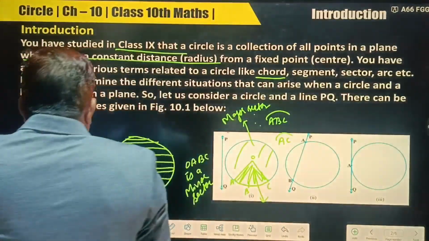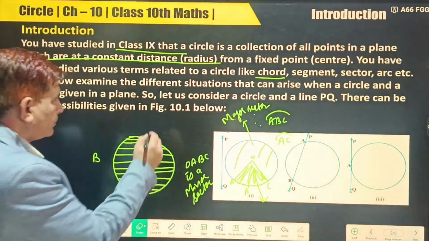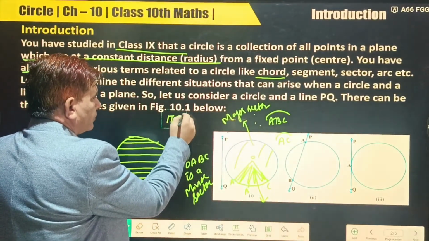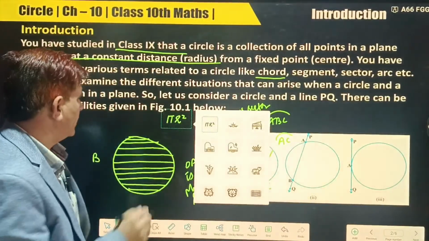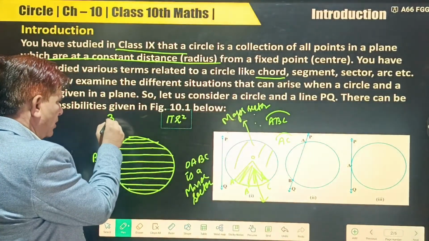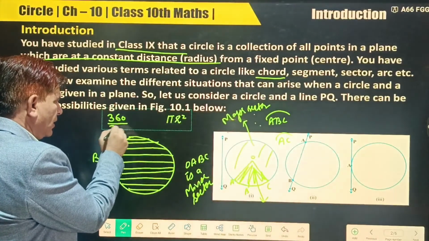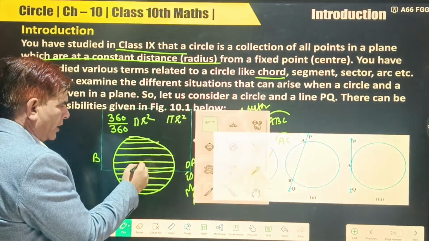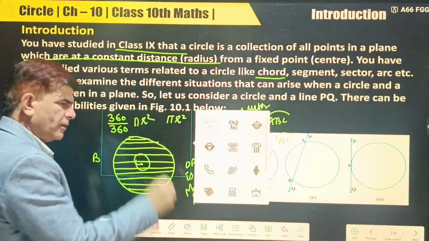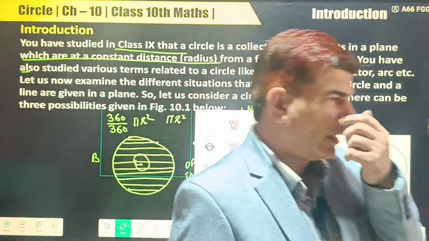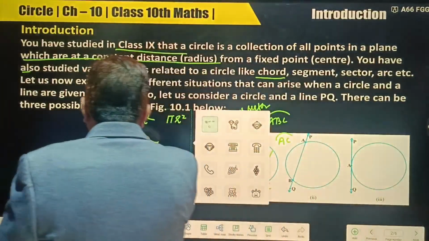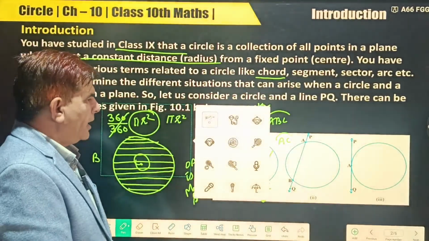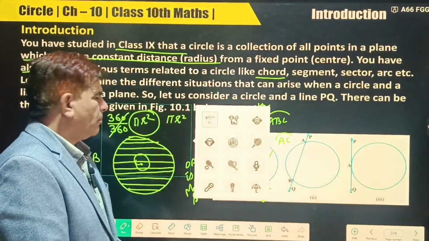Actually, what is the area of a circle? The area of a circle is, according to us, pi r square. But it is not exactly that. It is like this: 360 by 360 times pi r square. Because this point is the center, taking a revolution of how much? Complete, so how many degrees is the angle? 360. But both cancel each other. So that's why we always say its area is pi r square.